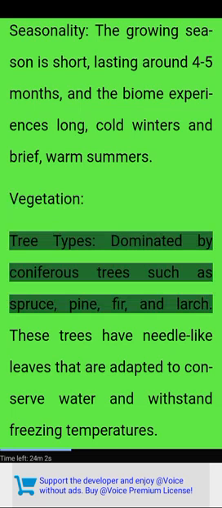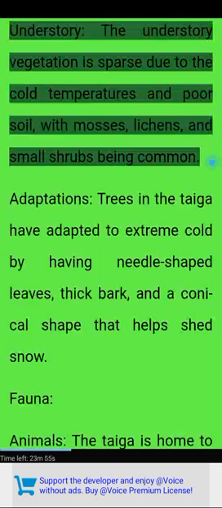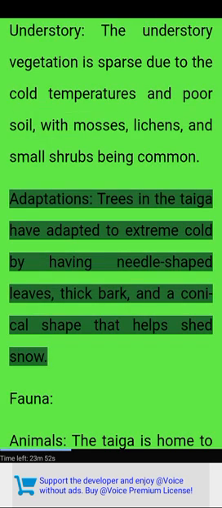Vegetation: tree types. The taiga is dominated by coniferous trees such as spruce, pine, fir, and larch. These trees have needle-like leaves that are adapted to conserve water and withstand freezing temperatures. Understory: the understory vegetation is sparse due to the cold temperatures and poor soil, with mosses, lichens, and small shrubs being common. Adaptations: trees in the taiga have adapted to extreme cold by having needle-shaped leaves, thick bark, and a conical shape that helps shed snow.